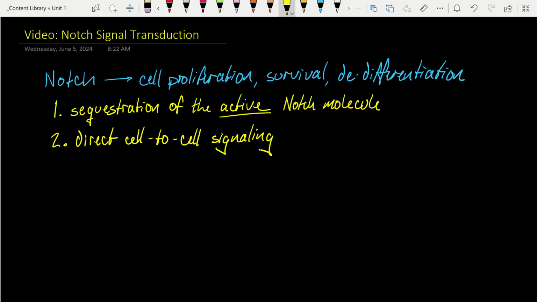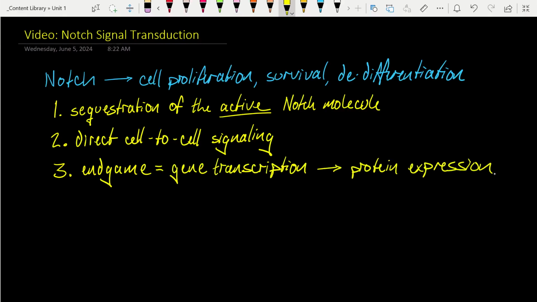And then, of course, the third point is the end game. What are we after? Well, for notch signaling, as for a lot of the signal transduction pathways that we'll look at, the end game is gene transcription, which of course ultimately leads to protein expression. And in the case of notch signaling, these proteins will promote cell proliferation, cell survival, and de-differentiation.